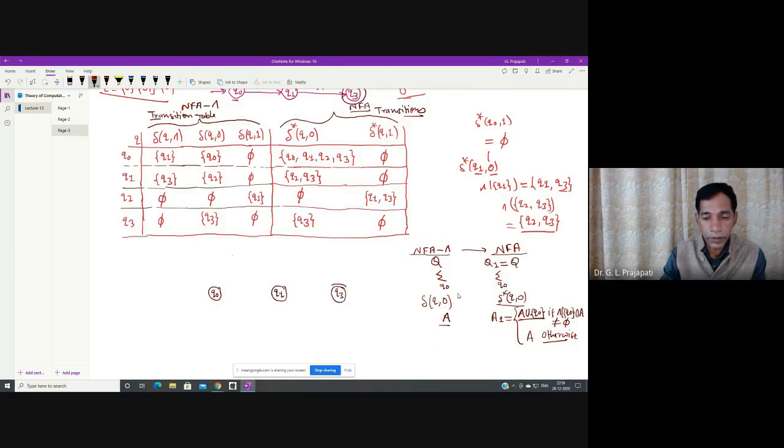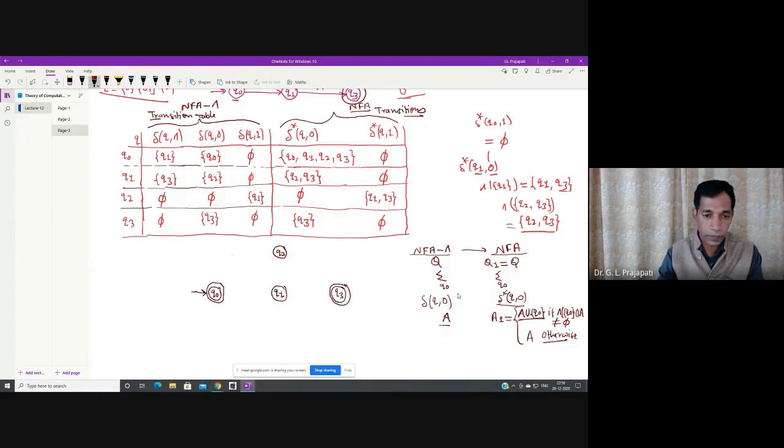Q3 is the final state we have determined. This Q3 is the final state, and Q0 is also the final state because the null closure of Q0 contains Q3, and this is the initial state in the NFA. Now Q2 is also a state, so we have Q2. Now you have to make the transitions.